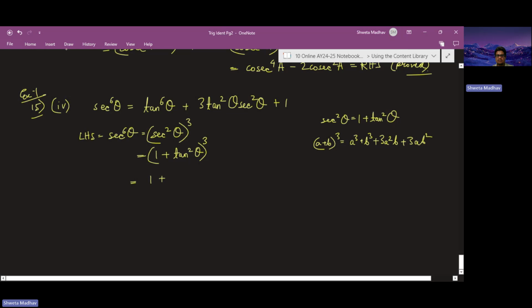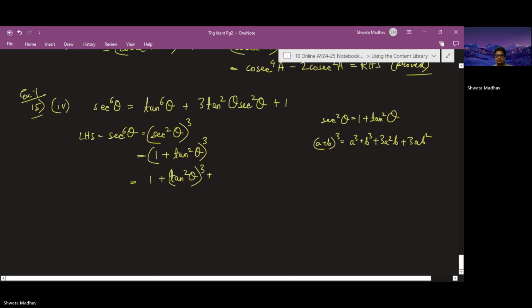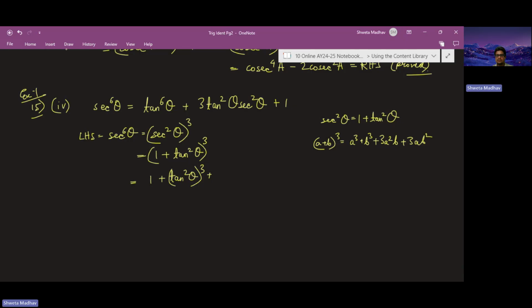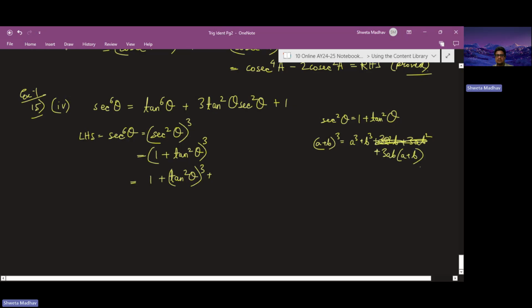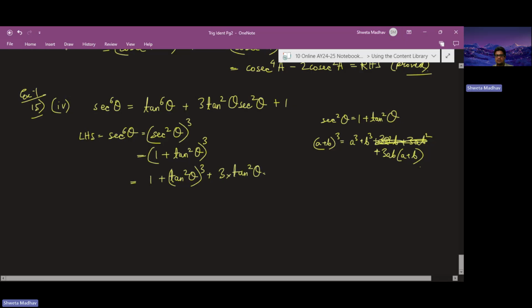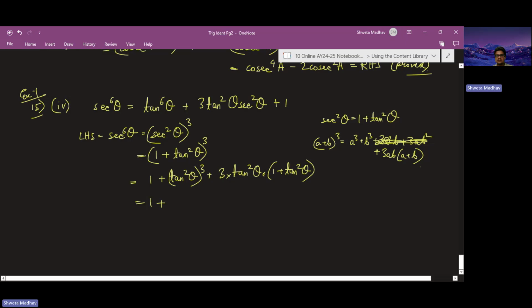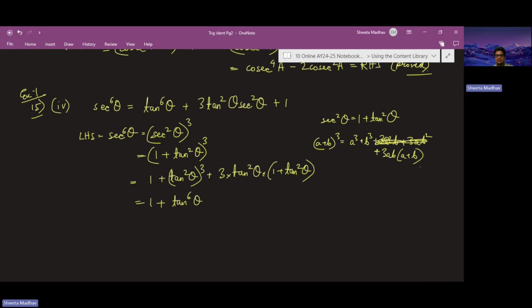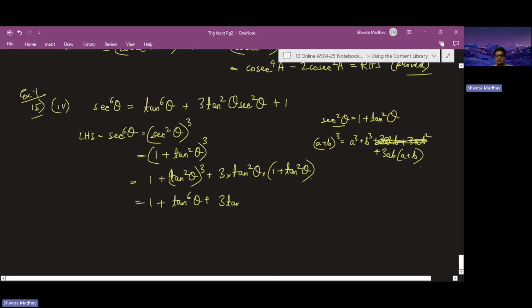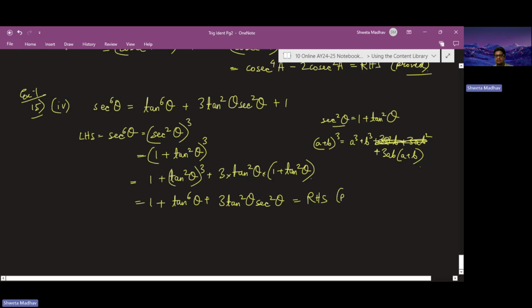So 1 cube is 1 plus tan square theta whole cube plus, or we can also write it as a cube plus b cube plus 3ab into a plus b. That also you can write. That will be 3 into tan square theta into 1 plus tan square theta. So now this will be equal to tan power 6 theta plus 3 tan square theta into 1 plus tan square theta, which again I can write as secant square theta. So this will be equal to 3 tan square theta sec square theta, which is obviously equal to the right hand side. So hence proved.